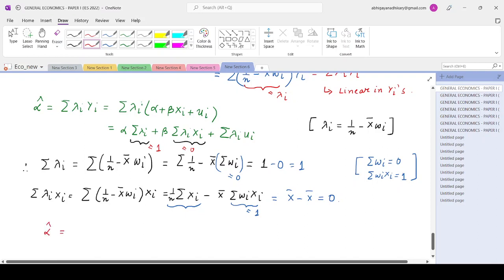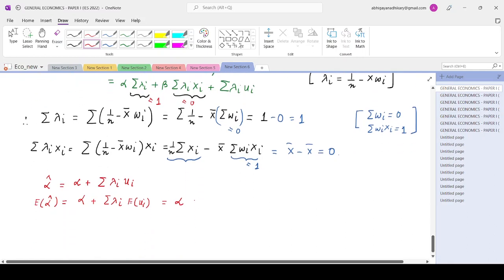So what is my alpha hat? It's basically alpha plus summation lambda i ui. So alpha hat equals alpha plus summation lambda i ui. Now if we take the expectation of alpha hat, alpha is a population parameter, so it's a constant, plus lambda i, if you look at it, is something in terms of x's only, because w is also expressed in terms of xi's. So that is also given. So the expectation operator will go over expectation of ui only, and expectation of ui is 0. So expectation of alpha hat is equal to alpha.